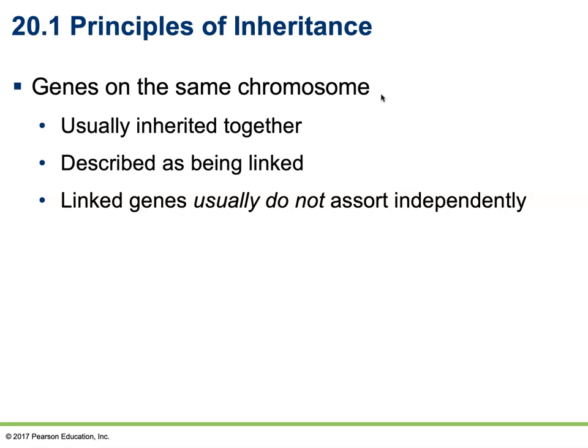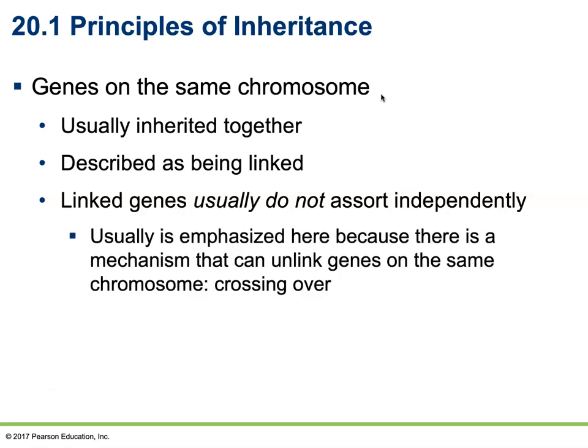Why is it that they can? Usually is emphasized here because there is a mechanism that can unlink genes on the same chromosome. That is going to be those crossing over events. Crossing over events can lead to those genes being sorted separately.